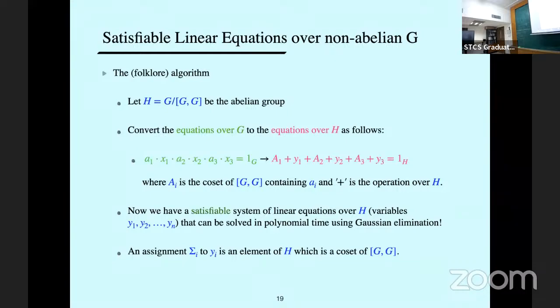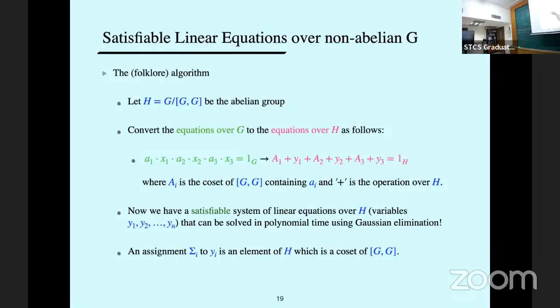So let H be the quotient group, which is abelian. And now we convert equations over G to equations over H as follows. Suppose this is the equation over G. So I'm also using that you can add constants in between. Although the hardness is also for the constants, which we could discuss later. But you can also assume that the constants are more general. These are group constants and these are variables.